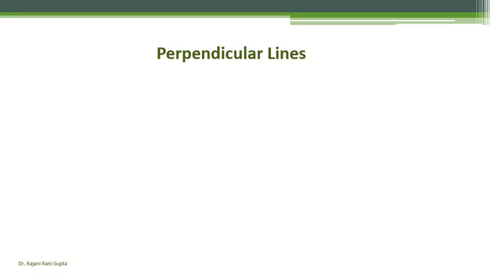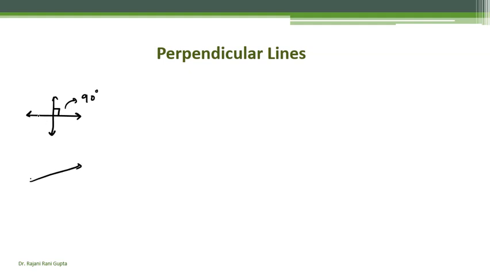In this video, we will talk about perpendicular lines. So, first of all, what do we mean by perpendicular lines? We say that two lines, suppose this is the first line and this is the second line, are perpendicular if, when they intersect, they make an angle of 90 degrees.